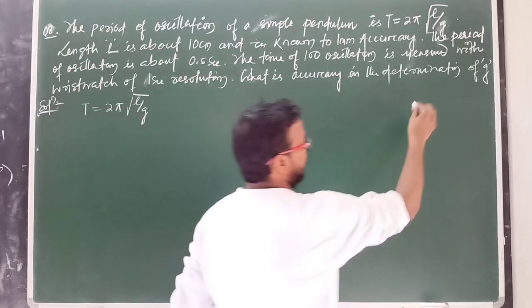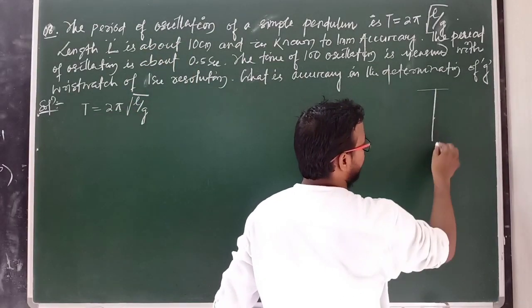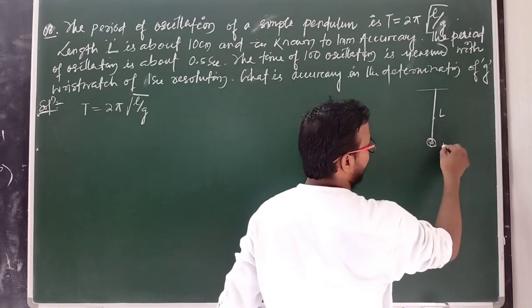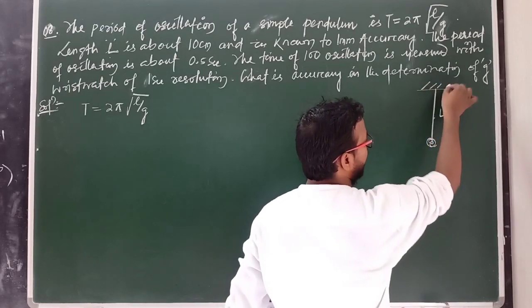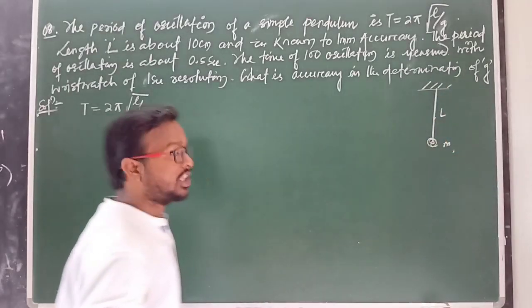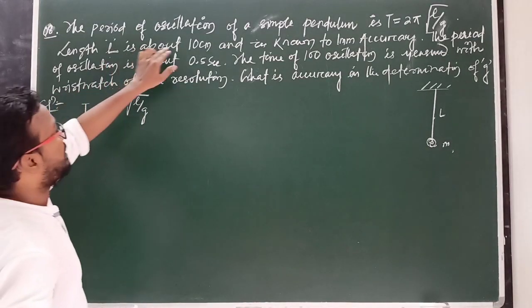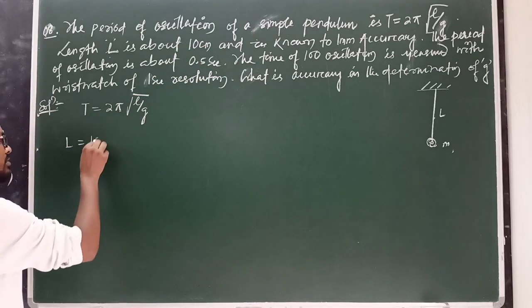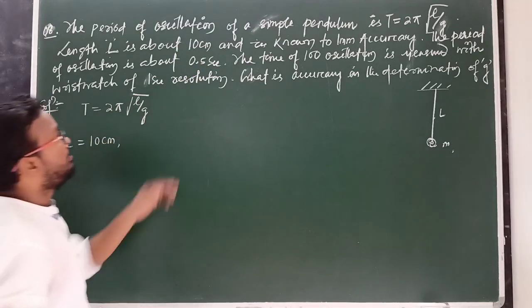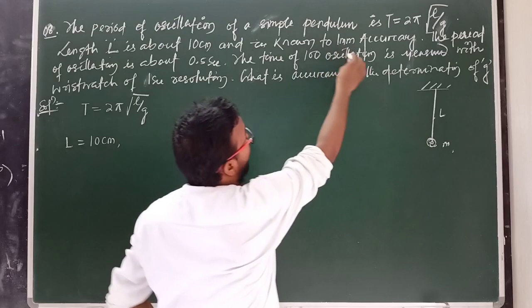Suppose there is a pendulum like this, and this is the bob of the pendulum, and this is the length, and here the mass of the pendulum, and this point is the fixed point. Given that the length of the pendulum, that is L, is about 10 centimeter, but it is known to 1 millimeter accuracy.